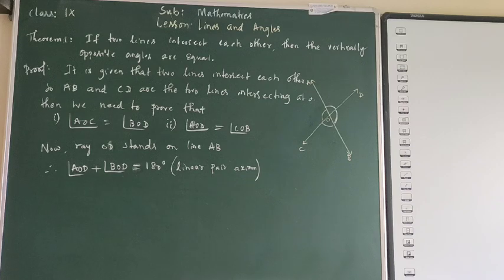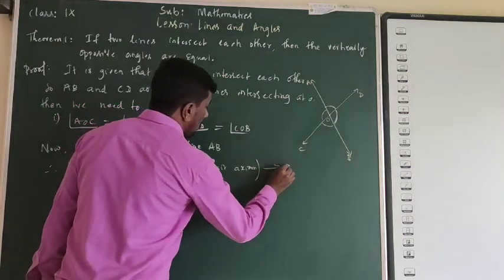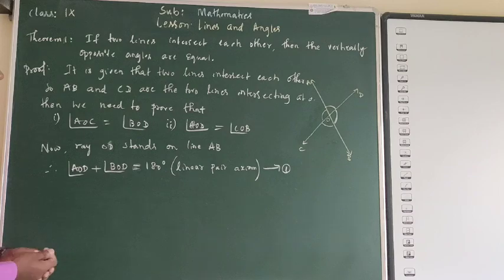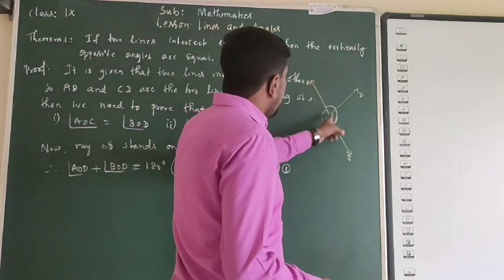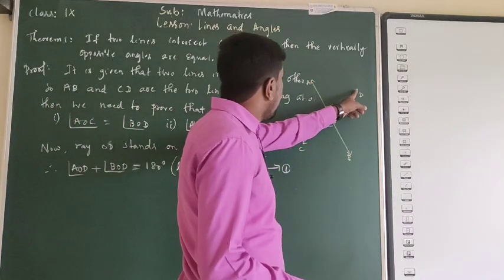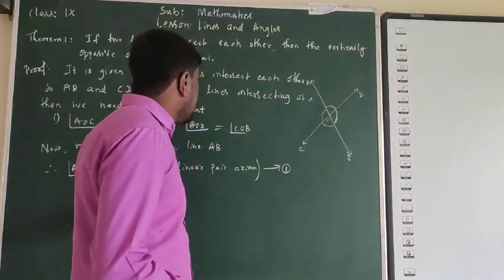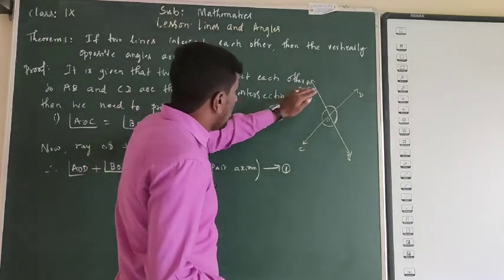Now this we call equation 1. So AB is a line, OD is a ray standing on line AB. Therefore the sum of these angles is equal to 180 degrees. That is done.